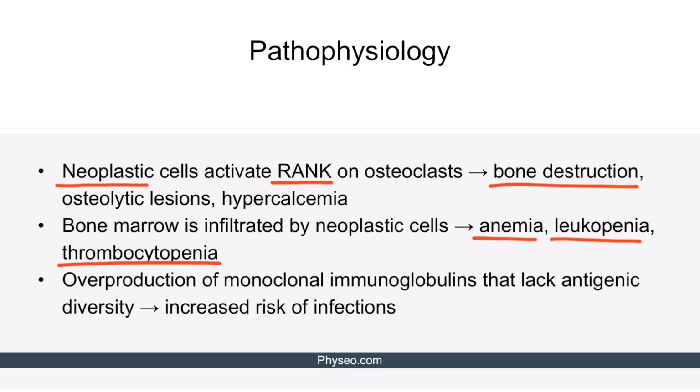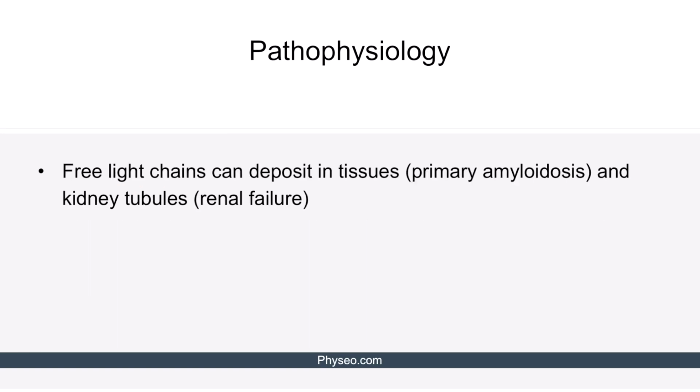It's important to note that monoclonal immunoglobulins lack antigenic diversity, so overproduction of these immunoglobulins in multiple myeloma leads to an increased risk of infections. Finally, free light chains can be produced heavily and deposit in tissues, leading to primary amyloidosis. They can also deposit in kidney tubules, which can lead to renal failure.